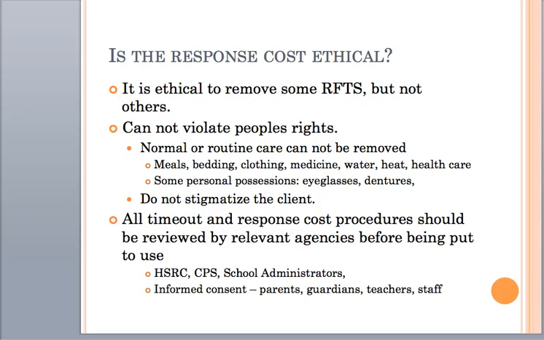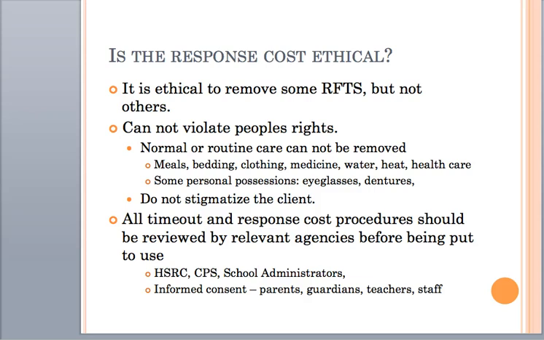Is the use of response cost ethical? Is it ethical to remove any reinforcer? Well, the answer is no. Some reinforcers can be removed, others cannot. Legally, you're not allowed to violate people's basic rights. So normal and routine care cannot be removed. You can't, across the course of the day, withhold food. They might miss out on a special meal and have to go back to a basic meal. You can lose dessert, a special drink, or getting to sit with a certain group of people. But you can't take away someone's meals for the entire day.